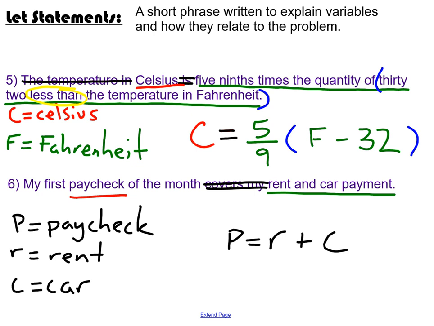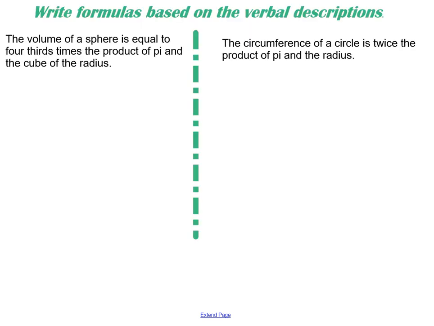We're going to write a formula based on a verbal description here. So we have the volume of a sphere is equal to 4/3 times the product of pi and the cube of the radius. So we know that V, the volume of our sphere, is equal to, so that's our equal sign, 4/3 times the product of pi and the cube of the radius.